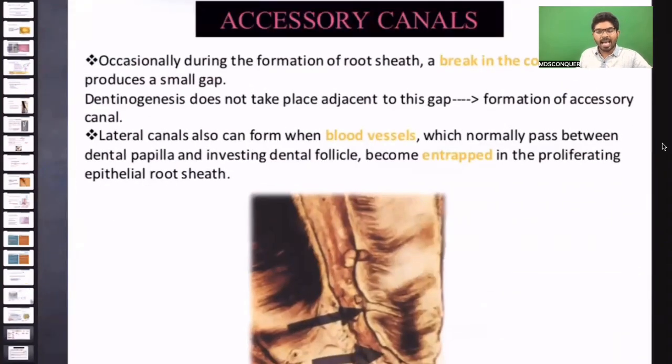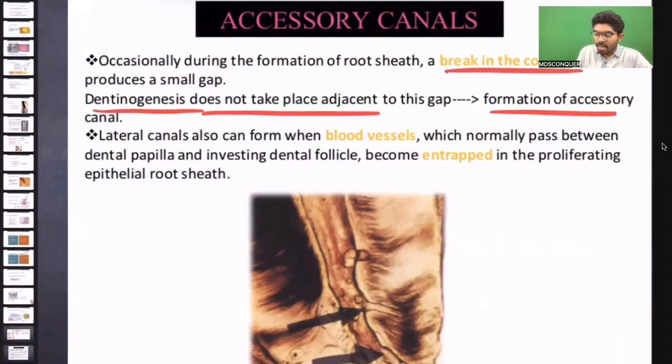There is something called accessory canals, lateral canals. They are basically formed as a break, and in that break, dentinogenesis does not take place, and they lead to formation of accessory canals. These lateral canals and accessory canals form blood vessels in them during this HERS formation, which is helpful in the root.